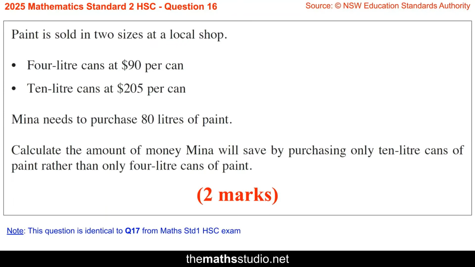Question 16. Paint is sold in 2 sizes at a local shop. 4-litre cans at $90 per can and 10-litre cans at $205 per can. Mina needs to purchase 80 litres of paint. Calculate the amount of money Mina will save by purchasing only 10-litre cans of paint rather than only 4-litre cans of paint.